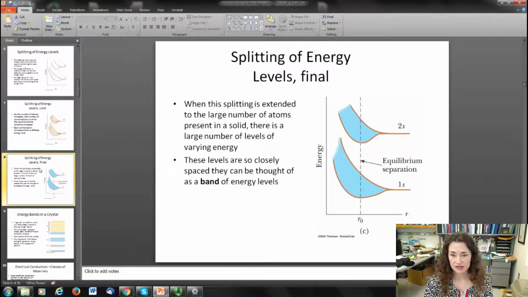And this is where the idea of a band of energy levels comes from: you have these wave functions that overlap, and the energy differences between the various levels are so small that it looks like a continuous band of energy.